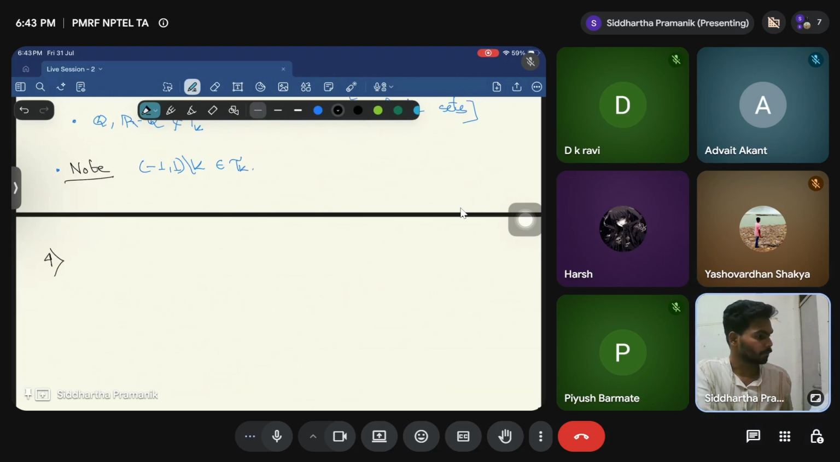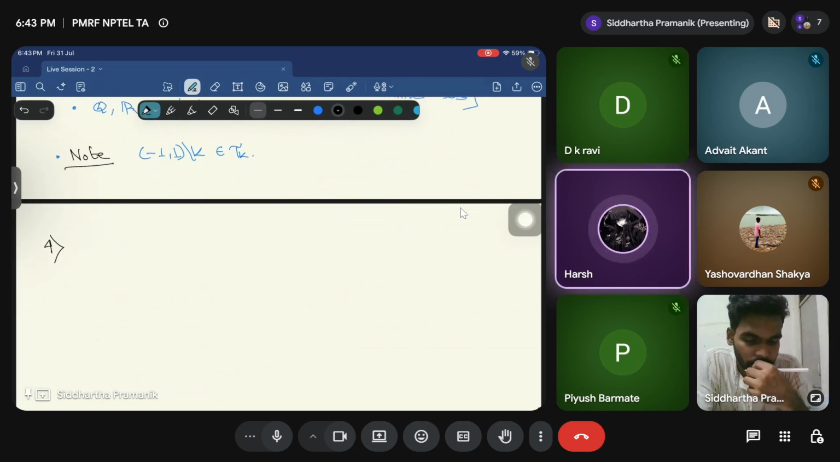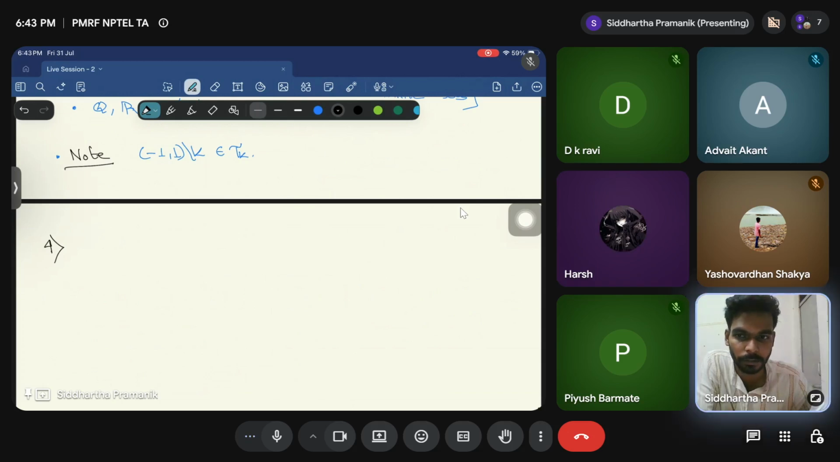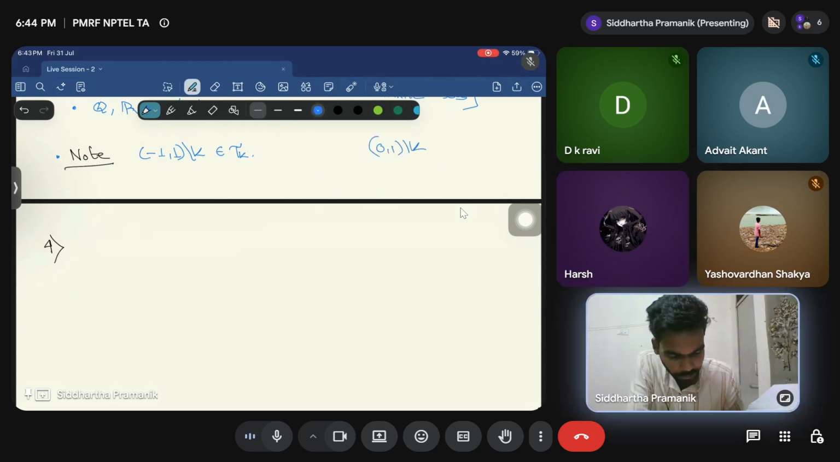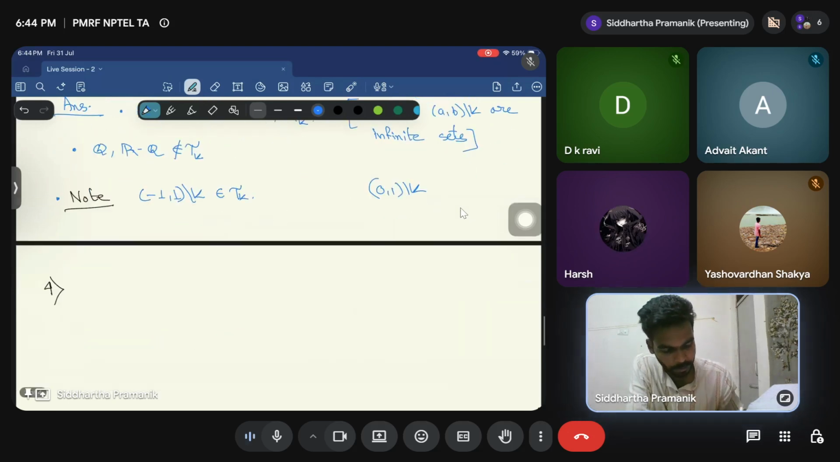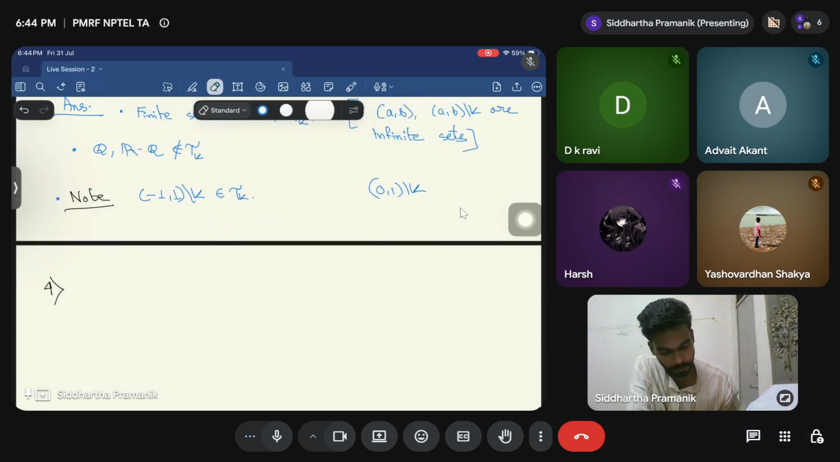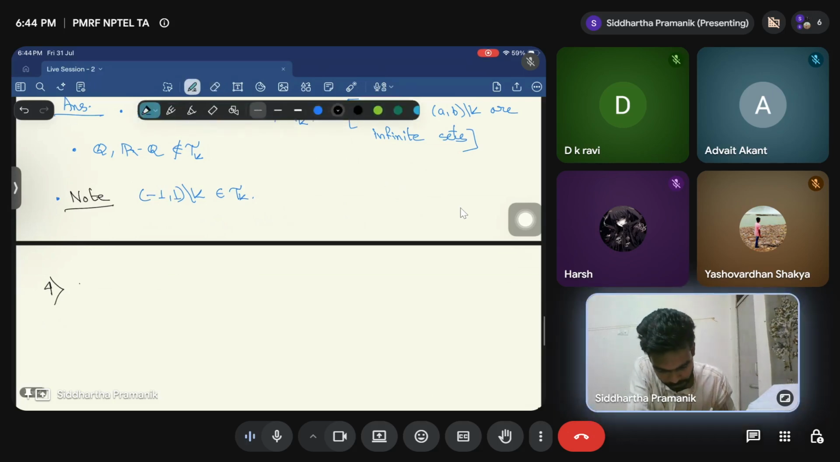Sir, is 0, 1 difference k also in tau k? Sorry, can you speak a little bit louder? Sir, 0, 1 difference k. 0, 1 minus k. Yes, by definition, right? It is an open interval and you are subtracting k from this.